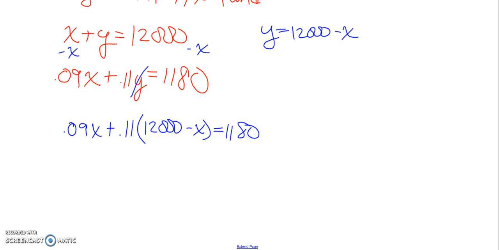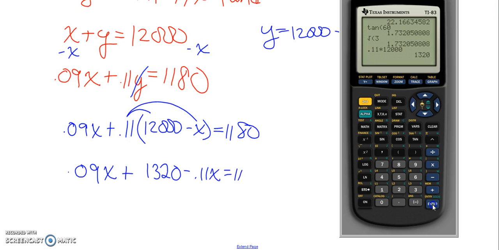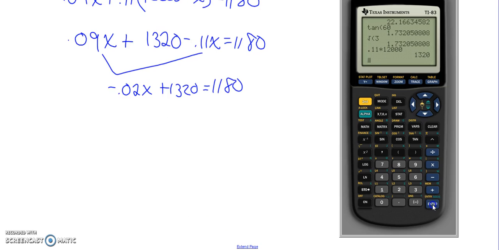Now this one's a little more complicated because there's some distributive property that I would need to do. It helps if you have a calculator. So I'm going to have 0.09x plus 0.11 times 12,000, which is 1,320, minus 0.11x equals 1,180. At this point, we've got some like terms we can combine: negative 0.02x plus 1,320 equals 1,180. So we will subtract the 1,320 from both sides.